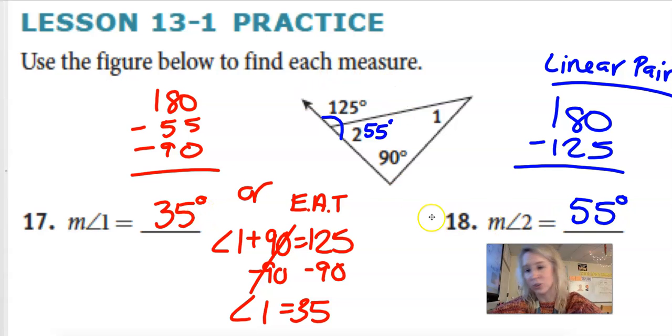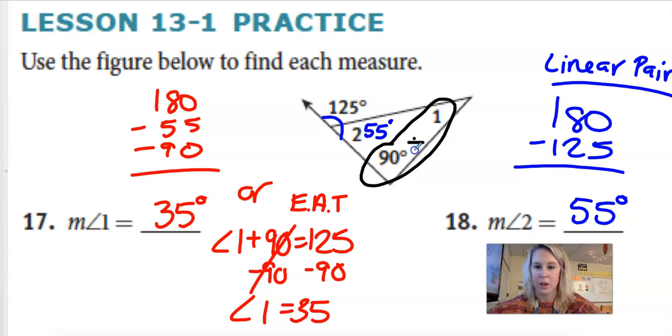Or if you did not do this problem first and you wanted to use the exterior angle theorem, it says these two remote interior angles added are going to equal your exterior angle. So you could have said the measure of angle 1 plus 90 equals 125, subtract 90 to also give you 35. Again, you get to pick whichever way you like.